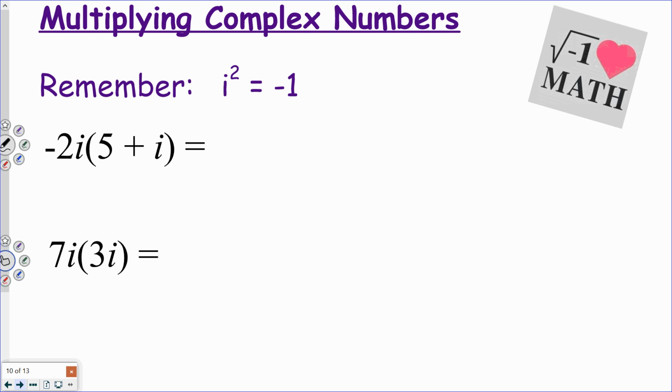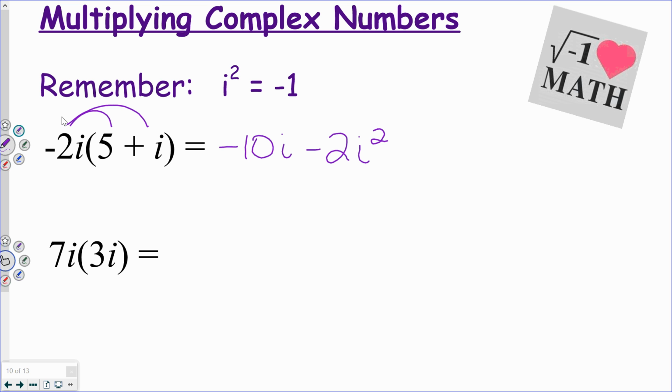Now this one, see there's no plus sign in between this? We actually distribute these. So -2i times 5, -10i, and then -2i times i, -2i squared. Now hang on, hold on. Make sure we're clear on what's going on here. So I distributed, right? i and i makes i squared.